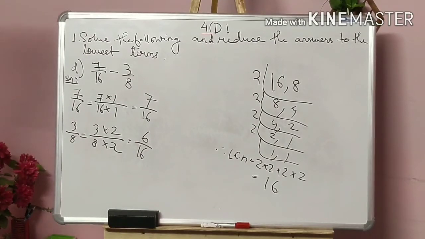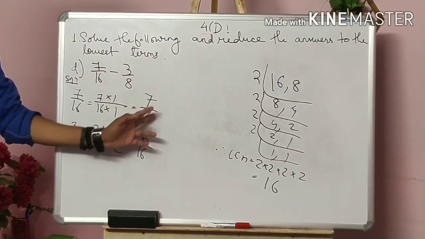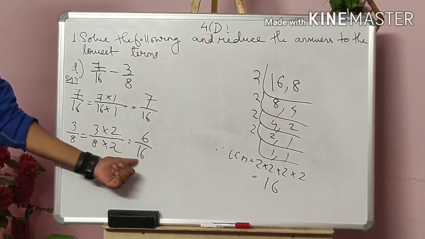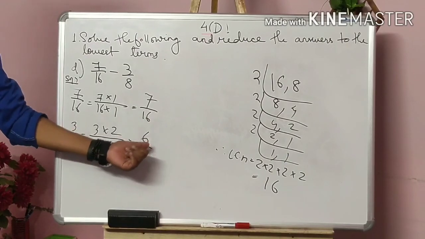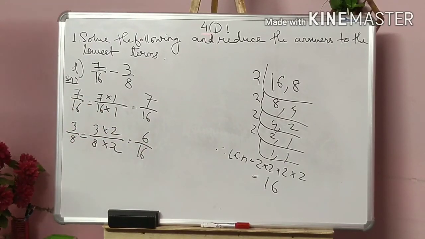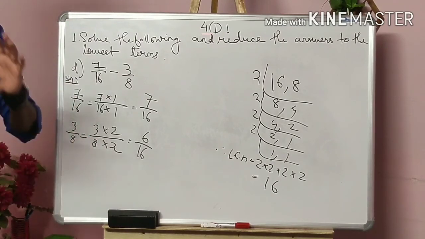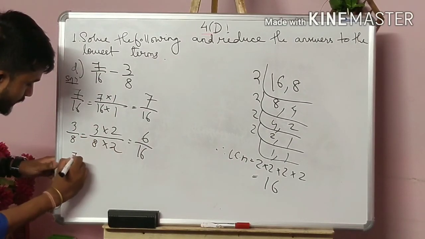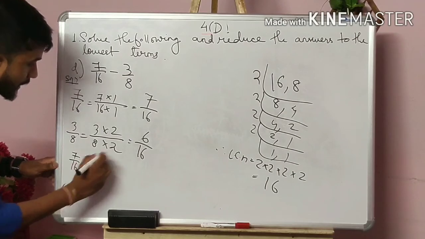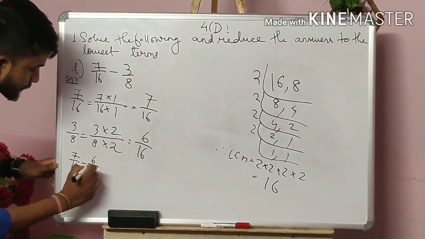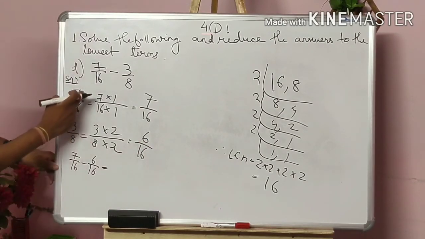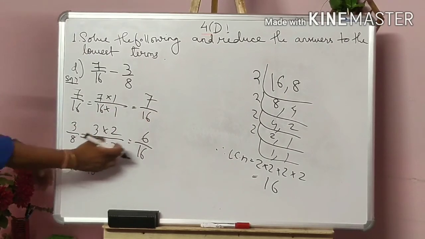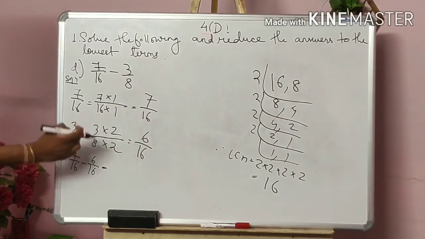Now you see that these unlike fractions are converted into like fractions because the denominators are the same. Here it is 16 also, here it is 16 also. If they are converted into like fractions, they can be added very simply. Got it? Now we have to subtract here. Just copy that one. 7 by 16 minus 6 by 16. Got it?